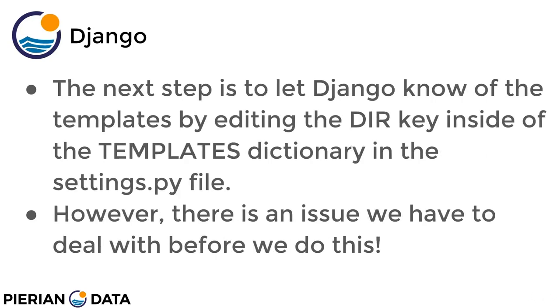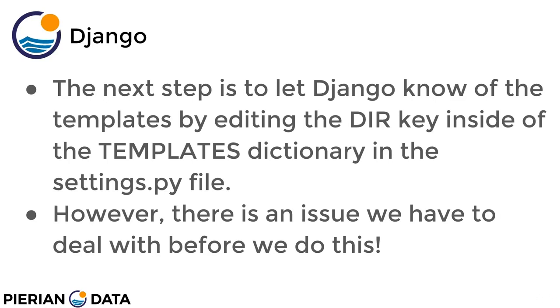The next step is to let Django know of the templates by editing the DIRS key inside of the TEMPLATES dictionary in the settings.py file. So inside the settings.py file for the project, there's a variable called TEMPLATES, and it's a dictionary. And inside that dictionary, there's a string, DIRS, which stands for directory, and that's what we need to edit to let Django know where the templates are.